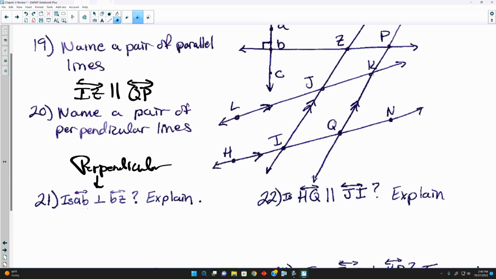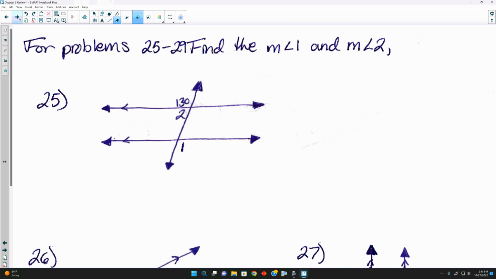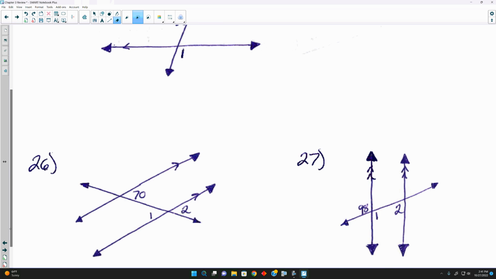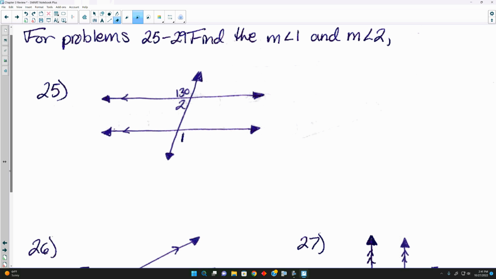Is AB perpendicular to BZ? So if you have a question on something like that there, ask, I will clarify. Any other questions on this page here? We good with this here? Questions on 25, 26, or 27? Finding the measure of angle 1 and angle 2. Is there one of these 3 that y'all want to look at? Number 27.